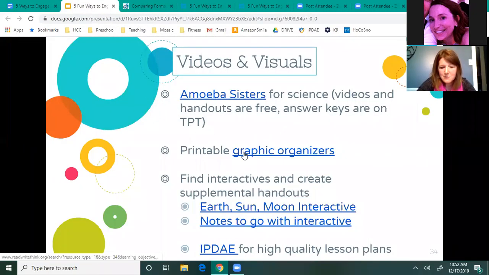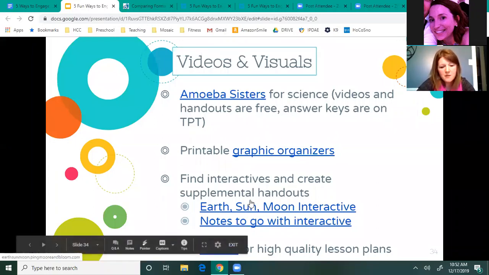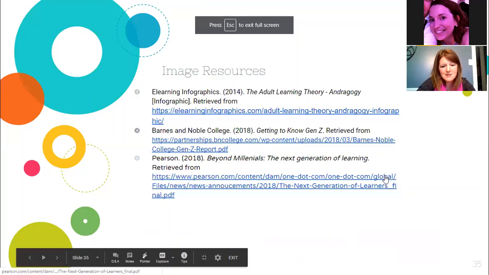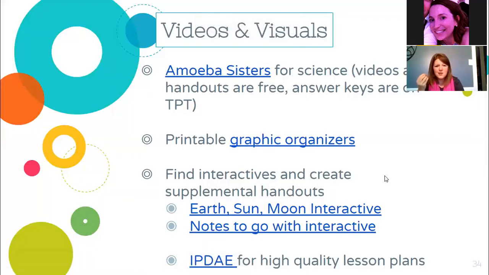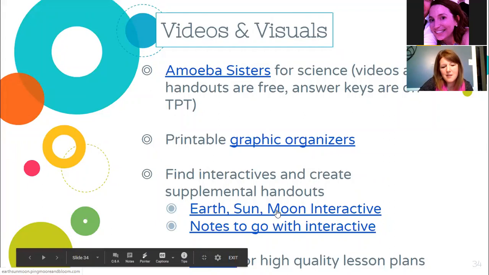Read, Write, Think has printable graphic organizers, so you don't need to make your own. One of my favorite things if you teach science is this Earth, Sun, Moon interactive. I will not click on it right now because at the beginning of it, it has this meteor thing that takes like 20 seconds to get through before it gets to the actual educational portion. But later on, definitely click that.